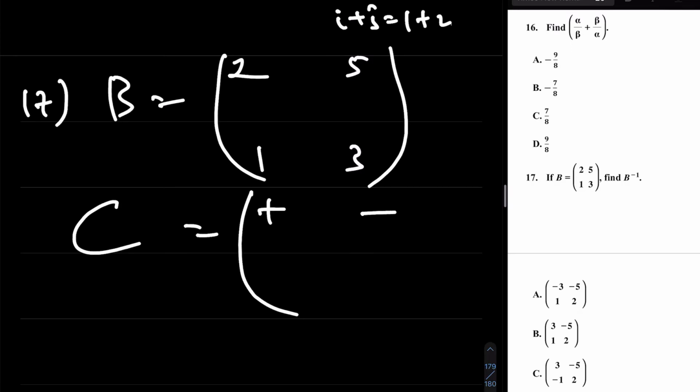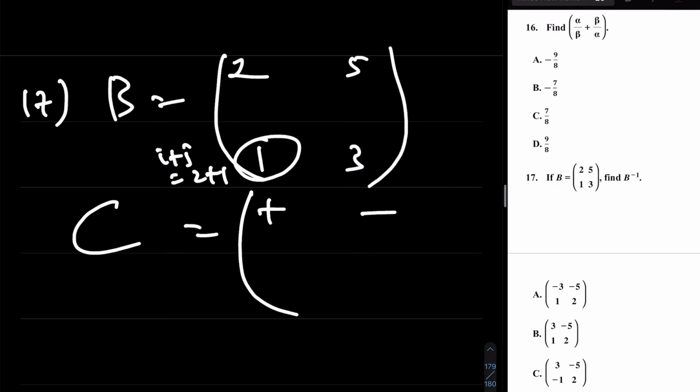Now for this one, it is second row, first column. So i plus j equals 2 plus 1, which is 3. So that's odd. That means its cofactor will have a negative sign attached to it.